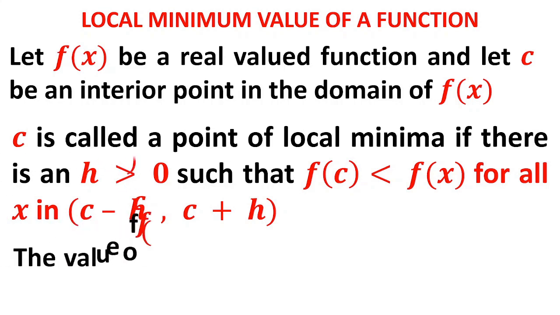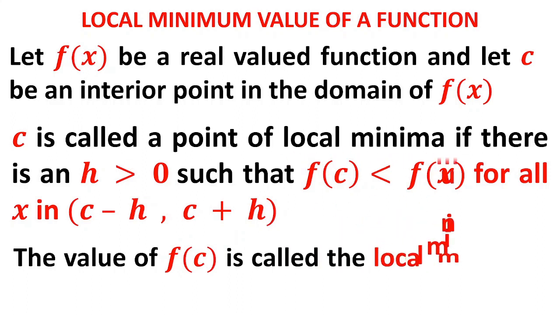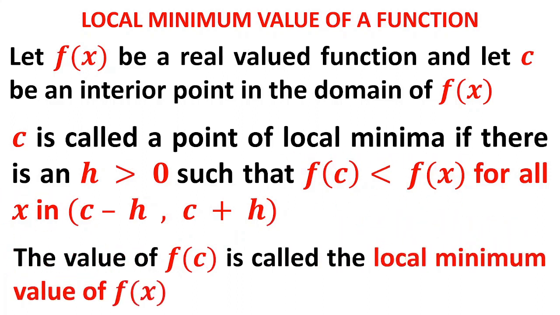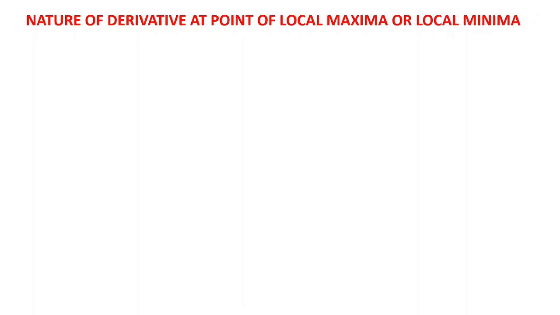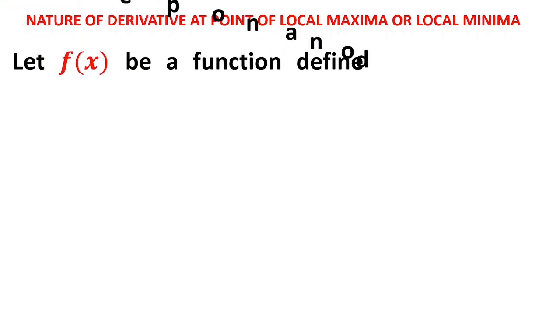And the value of f of c which you are finding is called the local minimum value. Well, this is the local minimum value of sin x is minus 1. Now, nature of derivative at the point of local maxima or local minima. What will be the nature of the derivative?